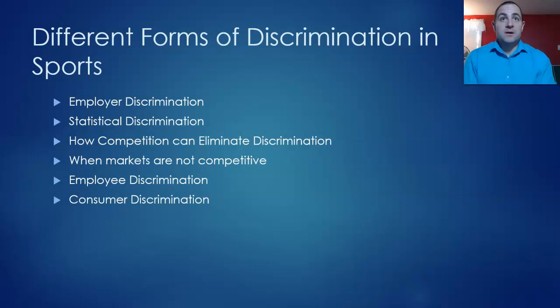Consumer discrimination is another type. Consumers can have a taste for discrimination if they will not purchase goods or services from members of a specific group. A football fan with a taste for discrimination against black players may see the price of admission to a game with only white players to be one price, but isn't willing to pay as much of a price to see a game with a team that has white and black players. Now, consumer discrimination, especially in sports, can be difficult to isolate because there are so many factors that affect consumer demand. And unlike with employer and employee discrimination, market forces don't necessarily eliminate consumer discrimination over time.